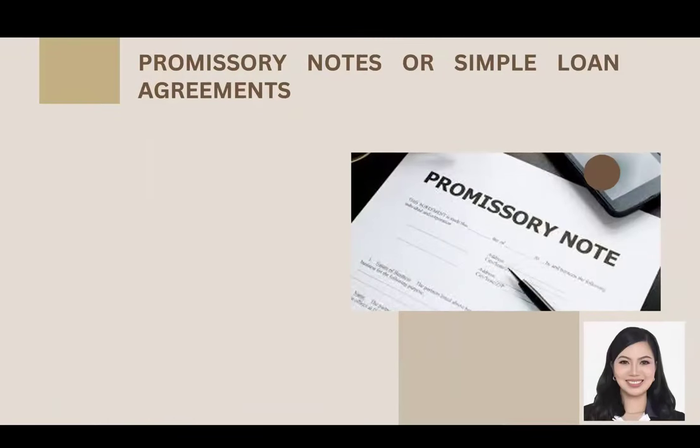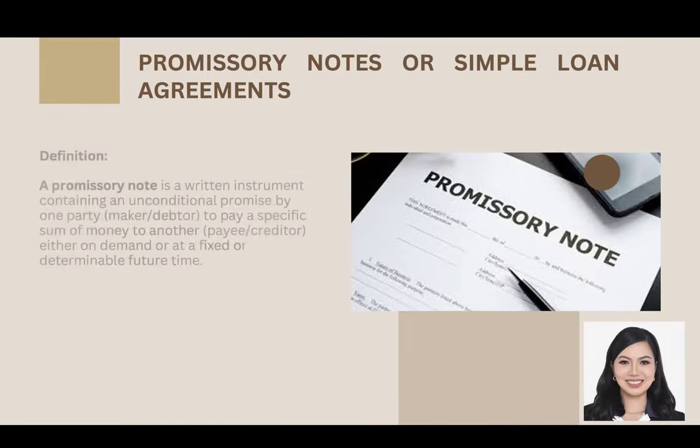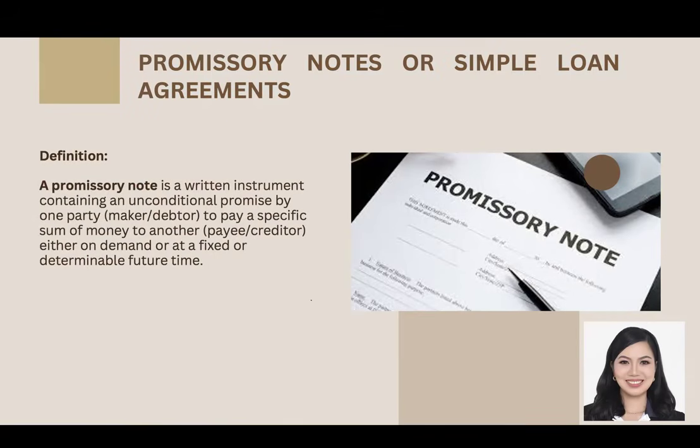So let's start our discussion in your practical exercises. First, the promissory notes or simple loan agreements. First is to know the definition of a promissory note. It is a written instrument containing an unconditional promise by one party, the maker or debtor, to pay a specific sum of money to another, the payee or creditor, either on demand or at a fixed or determinable future time.